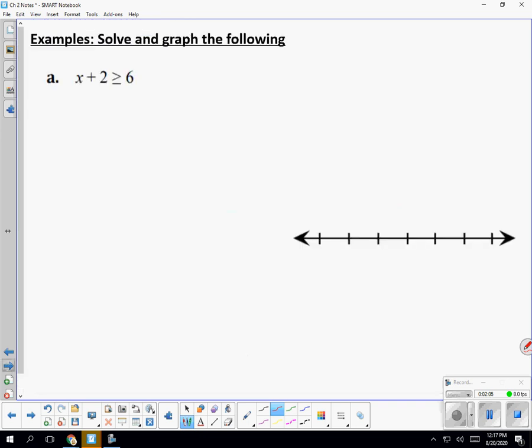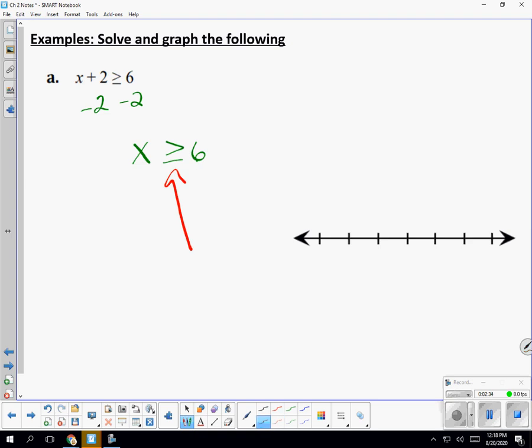Okay? So here we are with our first example. We have all of the variables on one side of the equation, so we don't need to worry about moving those. We're just going to undo the addition that's with the x in order to solve this. So we're going to subtract 2 from both sides. That gives us the inequality x is greater than or equal to 6. Because this is greater than or equal to, we are going to use a closed circle when we graph this.